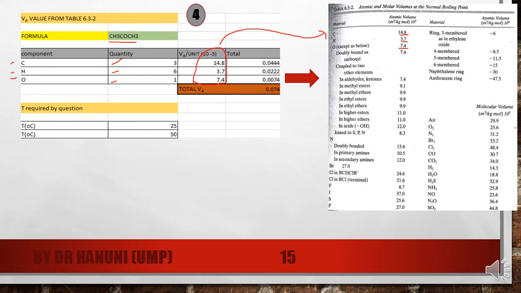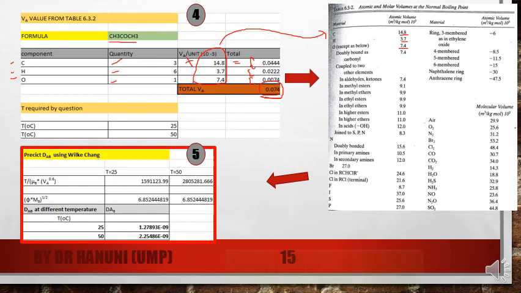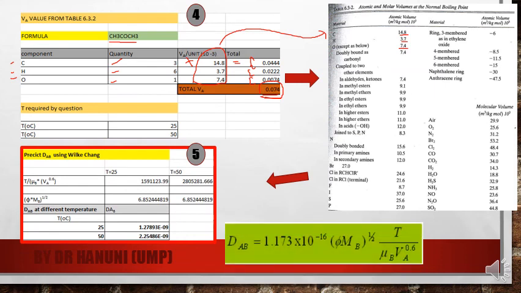For the total value of each atom, you just multiply the quantity here with the VA, then you get the total value for carbon, hydrogen and oxygen, and this is the total VA value that we need to use in this equation. Lastly, since all the parameters needed in the equation are already determined, we just need to substitute into the equation. So here is the Wilke-Chang equation that we need to use to substitute all the information that we already calculated or got from the tables. Since we already have sigma, mu B, T and VA, just substitute into the equation.